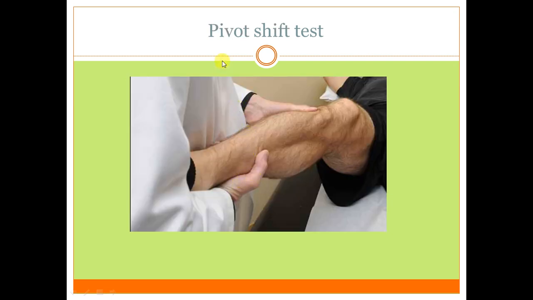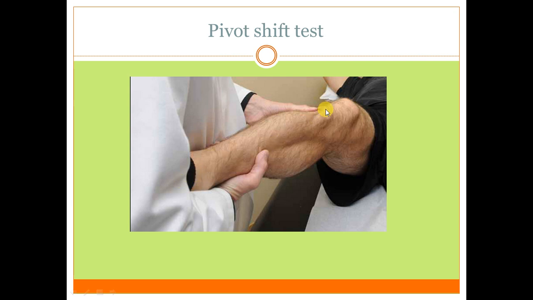Then the pivot shift test. Pivot shift means that the pivot point is shifted. Normally it is the center of the knee, around the ACL. When the ACL is disrupted, the pivot is shifted to the medial collateral. When you put the patient's foot in your axilla, automatically you do valgus and internal rotation. Valgus is to pivot on the medial collateral, so if the medial collateral is torn, you couldn't do this test.